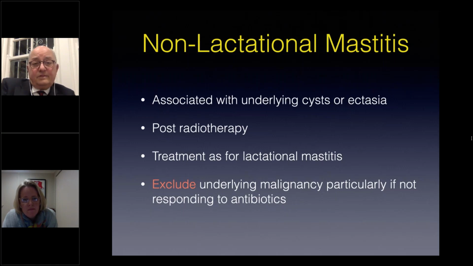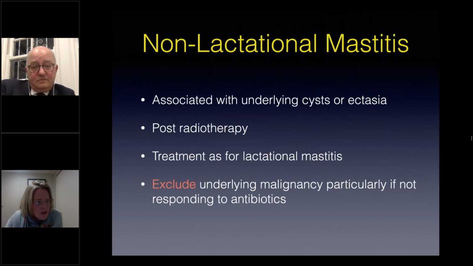Now, if they represent with mastitis 9 months later, and you go through the same process, you may obviously repeat their ultrasound at that time to see whether or not you've got an infected cyst or very significantly dilated ducts. But if they've responded once again to the usual courses of antibiotics that you might prescribe, then probably you don't need to do much more.